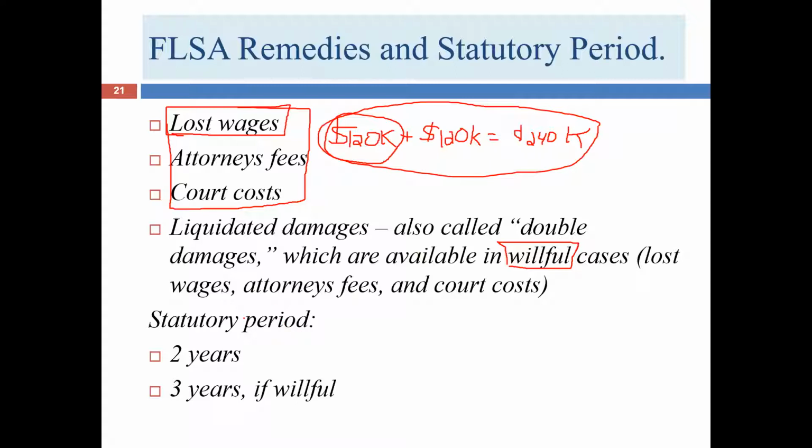The statutory period also varies depending upon willfulness. It's 2 years if it's not willful. It's 3 years looking back if it's willful. Many times FLSA cases are class actions, meaning you don't have just one employee. You might have 100 or 1,000 employees in this category. And they may not all currently be working for the employer. Maybe some have left, some have come. Maybe it's a department of 100 people.